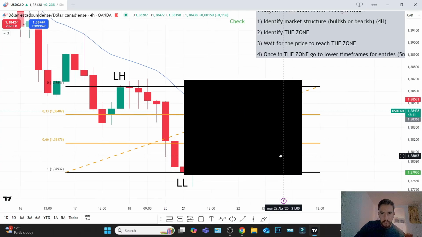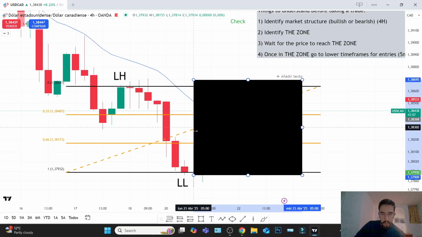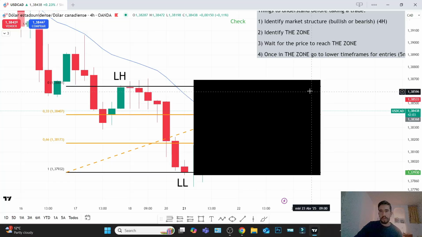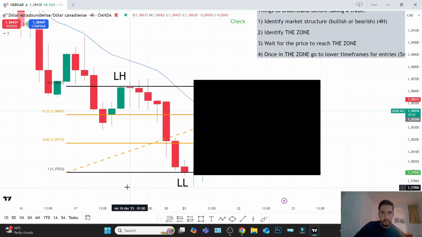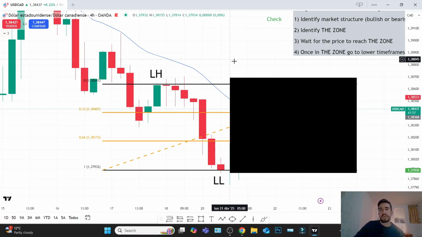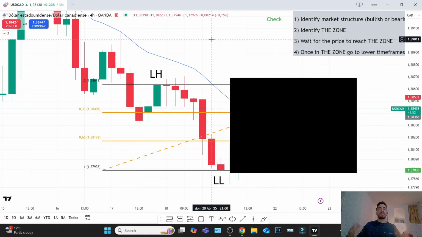I'm gonna put this square here for a second, just because I want to prove one point. When we identify the lower high and the lower low, we don't have these bars here. We don't have these charts here. These charts haven't been created yet. That's my point. That's what I'm covering there.